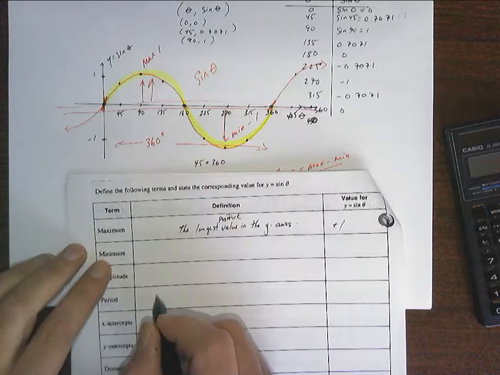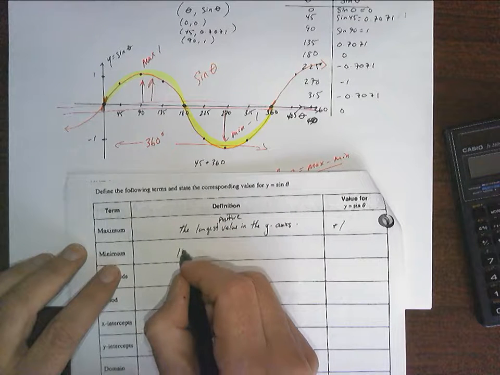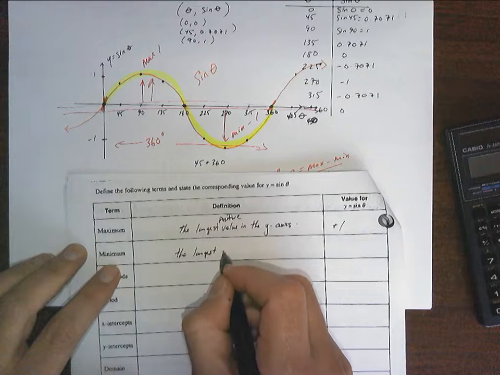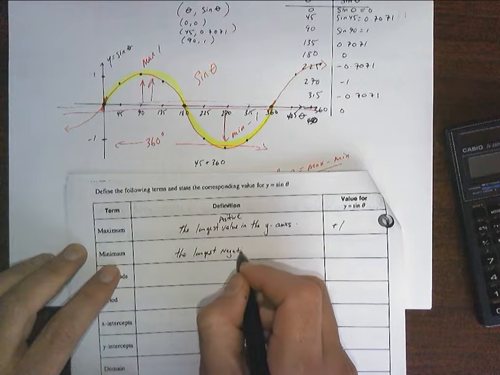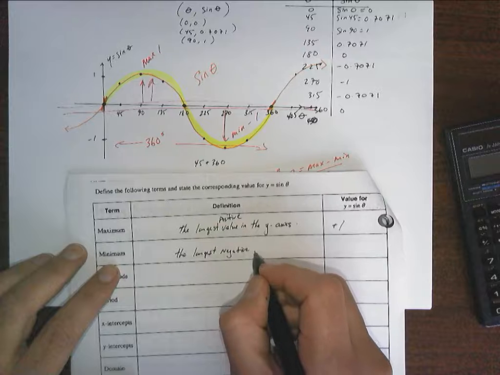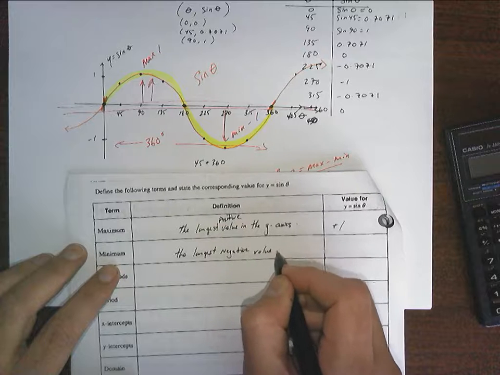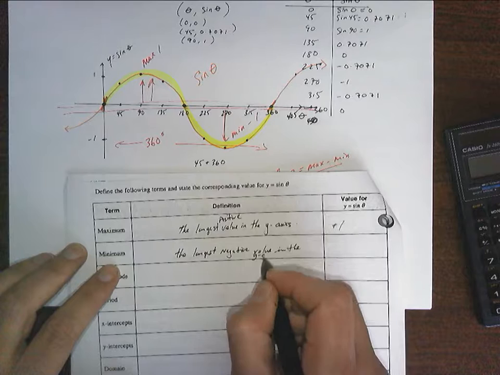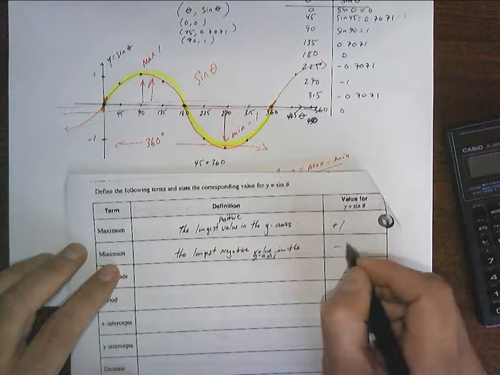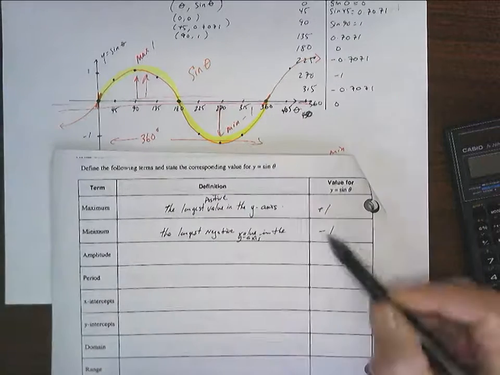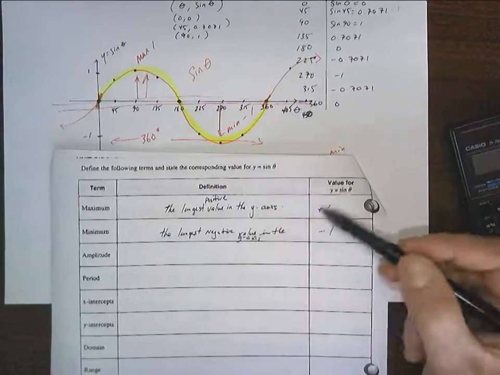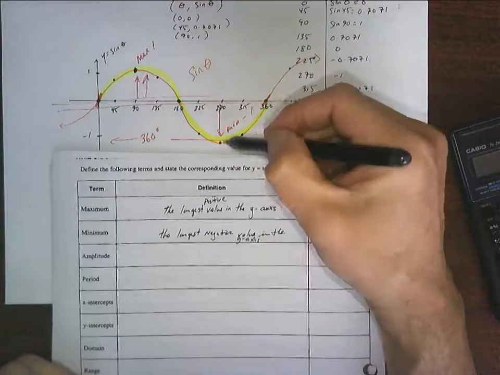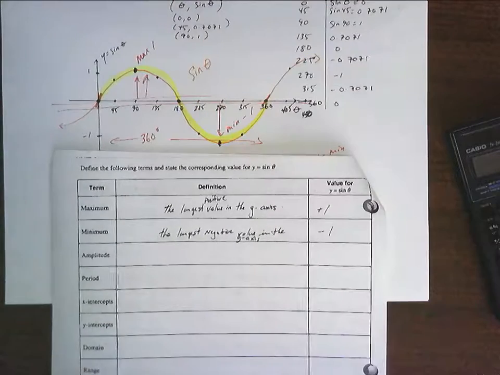Minimum, that's going to be the largest negative value in the y-axis. And you know what? +1, it's -1. I don't care about this definition. We know the maximum is here. It's the top that we can go. We know the minimum is here. It's the lowest we can go.